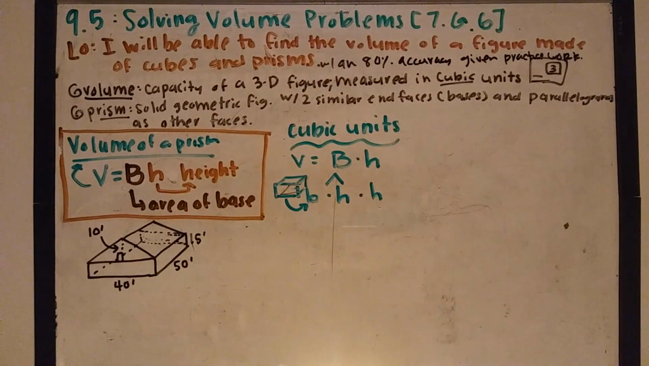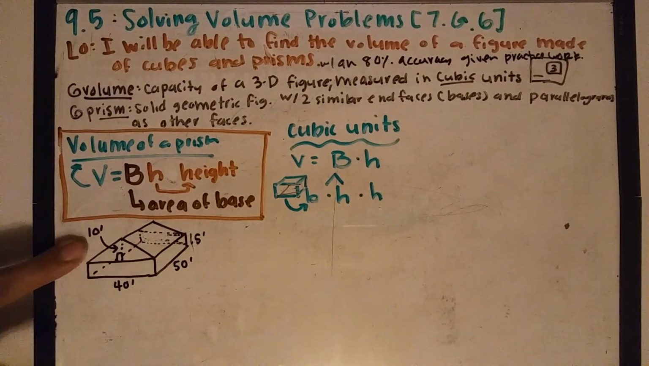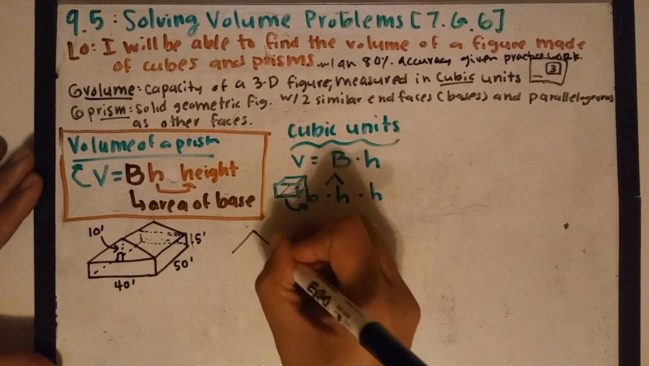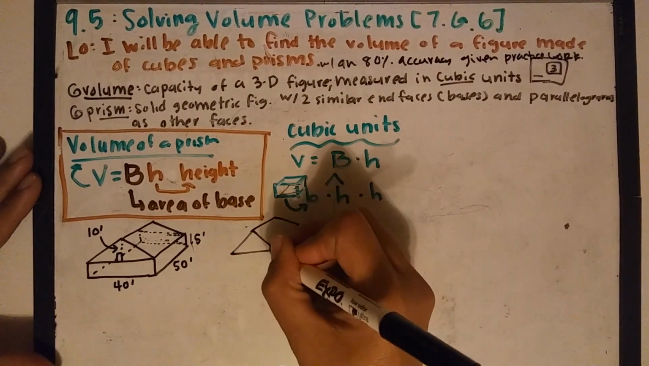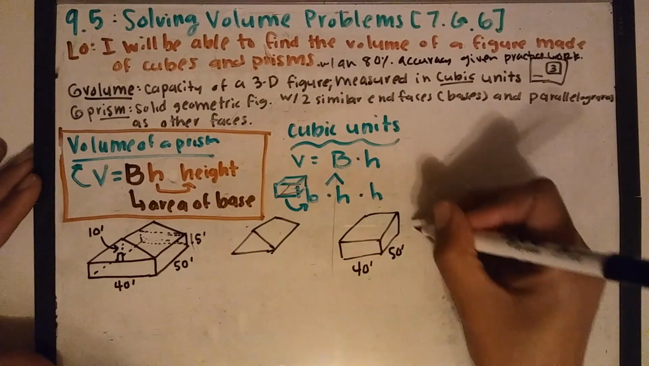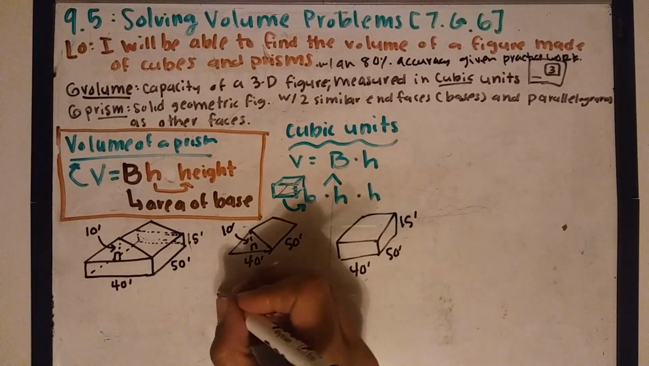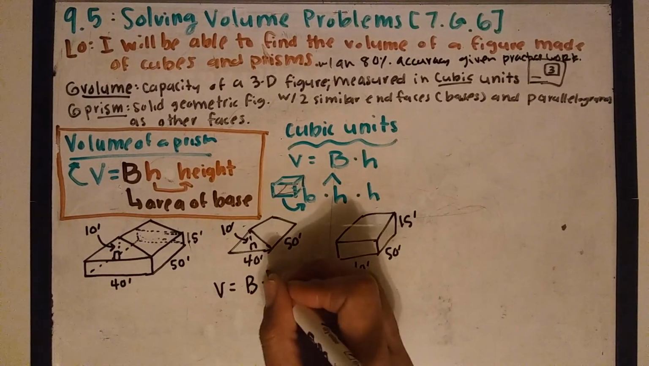Okay, so this is a composite figure made out of a rectangular prism and a triangular prism. So I'm going to separate them. The first thing I'm going to do is separate those two and do the volume for each one of them. Okay, so let's do this one right here first. So remember, it's volume equals the area of the base times the height of the prism.